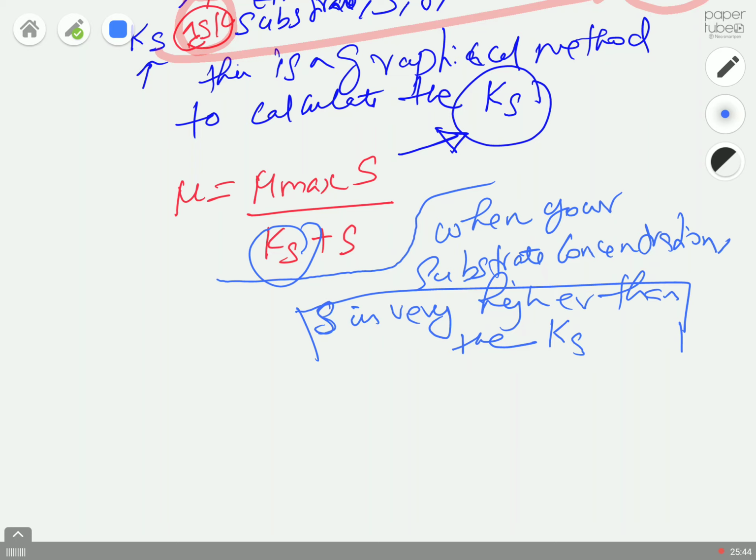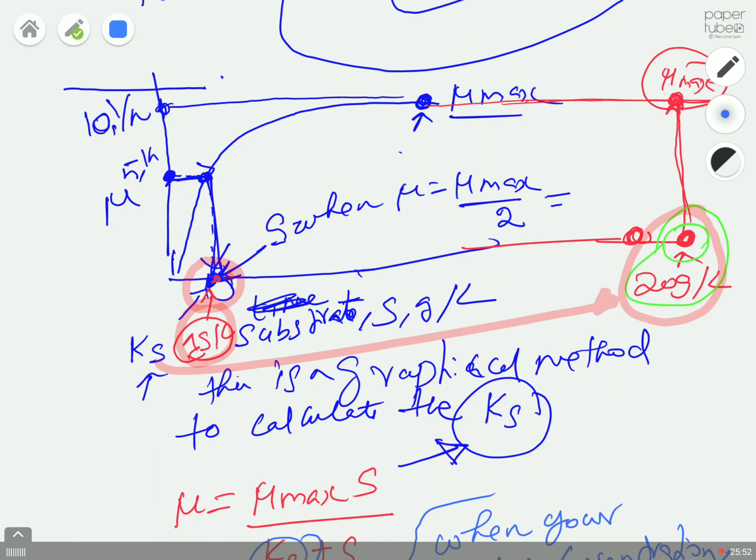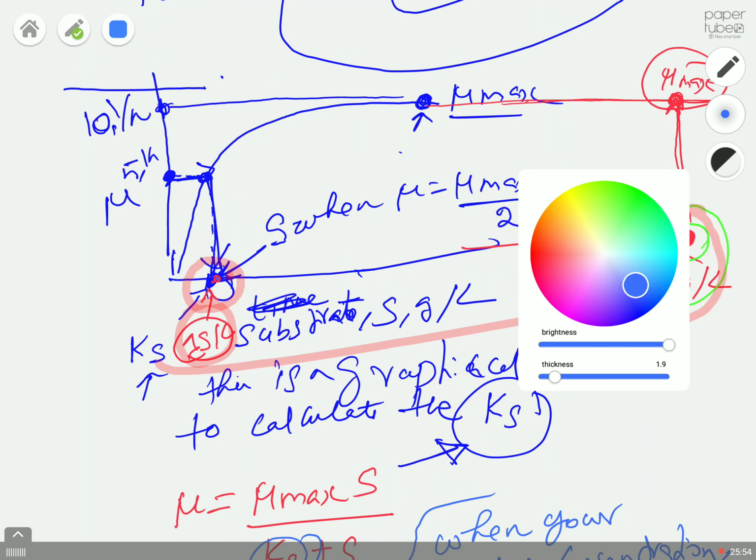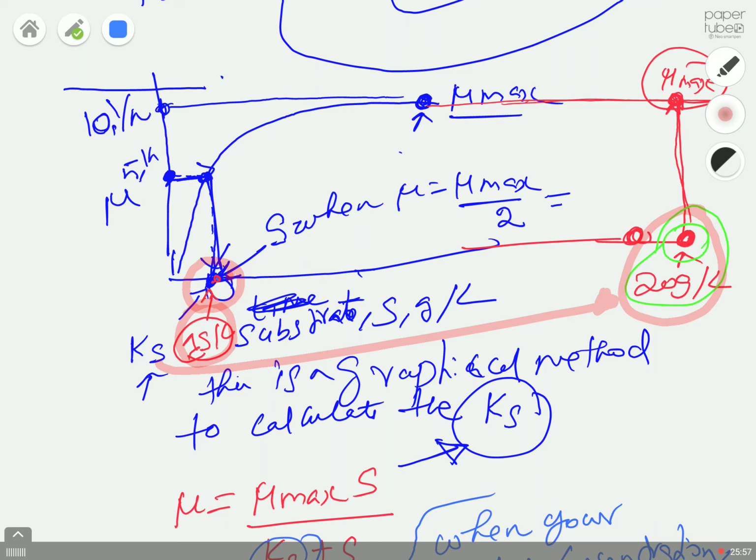Imagine S is very much higher than the Ks value. Just go back to this graph. I hope you all are following this one, because this is not a difficult thing to understand. So you have 20 grams per liter. Say you have only 1 gram per liter here. So obviously 20 grams per liter is very much higher than 1 gram per liter. So you just say your substrate concentration S equal to 20 grams per liter is much higher than your Ks value, which is only 1 gram per liter.